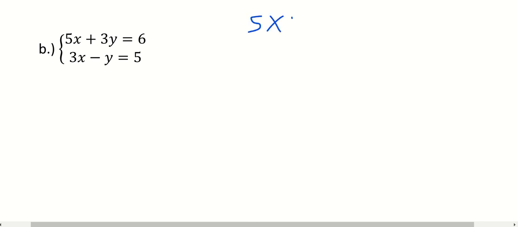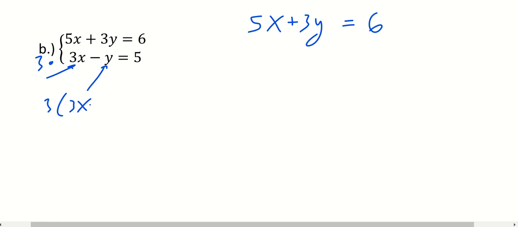It's pretty easy to convert them to have equal and opposite sign. All we need to do is create a negative 3 here for the y, and we can do that simply by multiplying both sides of that second equation by 3. So remember, whatever you do to one side of an equation, you have to do to the other side. This would give us 9x minus 3y equals, don't forget, you also have to multiply the 5 by 3 to get 15.